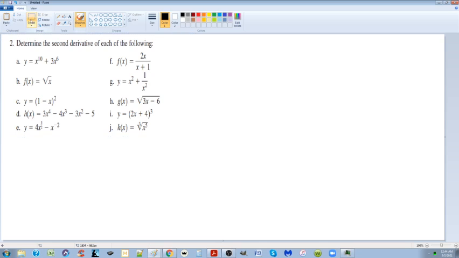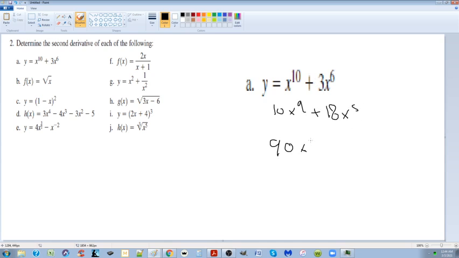Determine the second derivative. Very good. So some of these are easy. Got to follow the same rules. 10 comes down, x to the 9, 6 comes down, plus 18x to the 5. Then you do it again. 90x to the 8, plus 90x to the 4. This would be marked y double prime, and this would be marked y prime, and you want to write it clearly and keep it somewhere in the corner for when you need it.